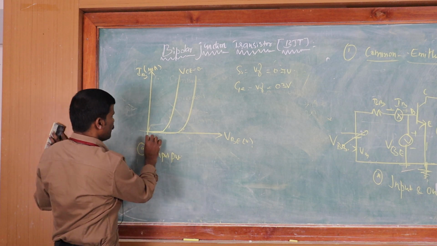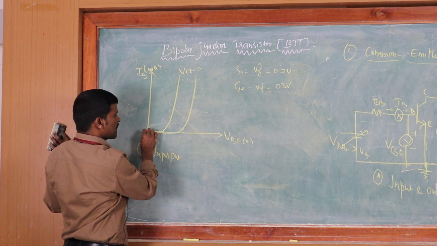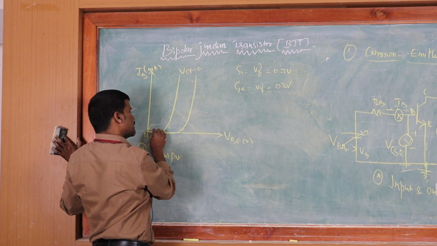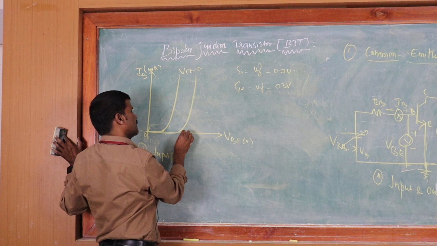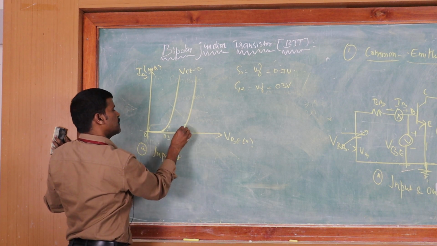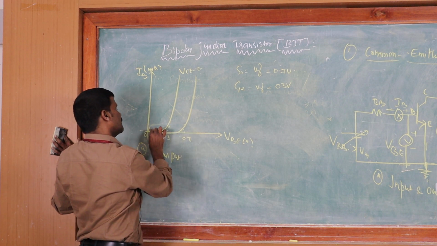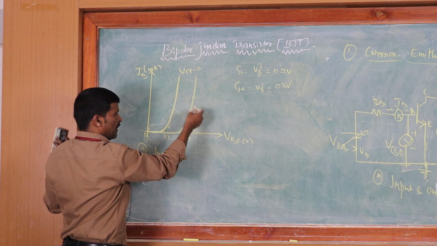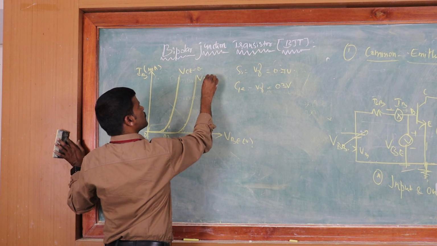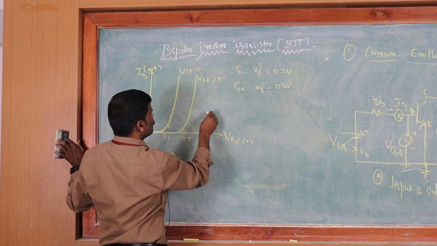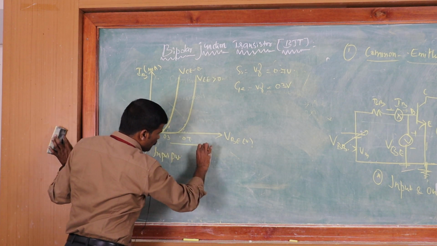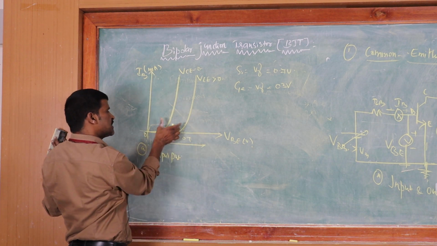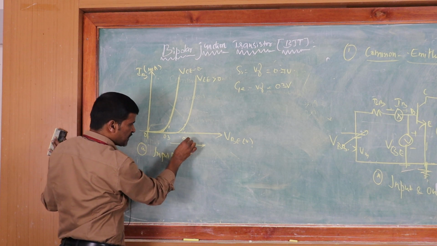So if you increase your VBE, as and when it reaches 0.3, when VCE is equal to 0, then the current starts increasing. It is 0.3 volts or 0.7 volts, and then the current starts increasing at VCE equal to 0. And again repeat the steps when VCE is greater than 0.